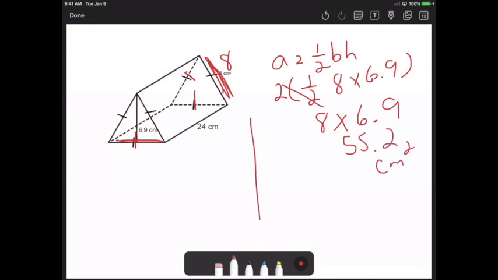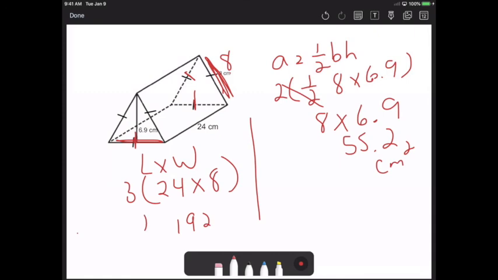Then for the rectangles, it's length times width, but we have 3 rectangles. So it's 3 times 24, which is the length, times the width, which is 8. So 24 times 8 will be 192, and we have to multiply it by 3. Oops, let me rewrite that. So it's 3 times 192, which will equal 576, and that's centimeters squared.